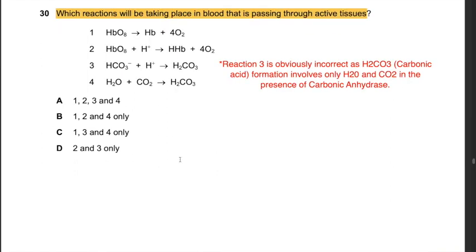Question 30. Which reactions will be taking place in blood that is passing through active tissues? Reaction 3 is obviously incorrect, as carbonic acid formation only involves water and carbon dioxide in the presence of carbonic anhydrase, which is an enzyme that catalyzes the reaction between water and carbon dioxide. Therefore, 3 is incorrect, as no other reaction leads to carbonic acid formation. And since A, C and D have 3 in them, the correct answer is B, 1, 2 and 4 only.